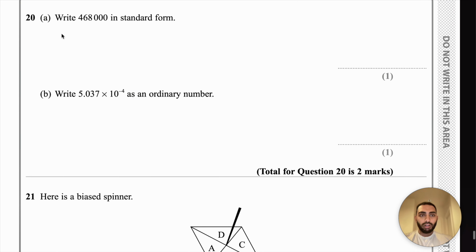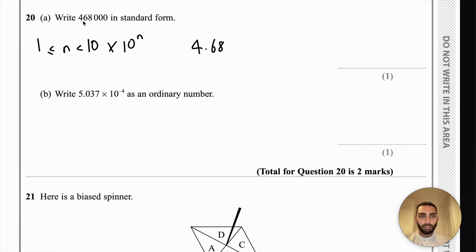Question 20. Write 468,000 in standard form. Whenever you're writing a number in standard form, the number needs to be greater than or equal to 1 and smaller than 10. And then you're going to multiply it by 10 to the power of something. So first, we're going to choose this number between 1 and 10. So I can see I've got 468, so I'm going to choose 4.68.